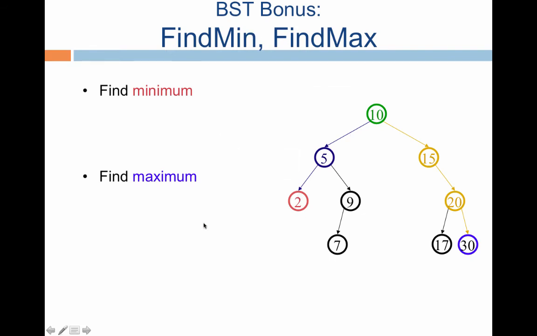Here are two nice properties that I mentioned a few slides back. The smallest element in a binary search tree is the leftmost leaf. That is the first element to be printed in an in-order listing, and the last element to be listed in an in-order listing is the largest key in the binary search tree.